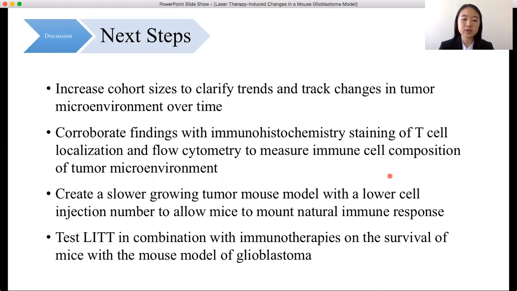I also started creating a slower growing tumor mouse model with a lower cell injection number over the summer in order to allow the mice to mount a natural immune response before treating them with laser therapy. Lastly, and this might happen further into the future, the idea is to be able to test laser therapy in combination with other immunotherapies in order to increase the survival of mice with glioblastoma.